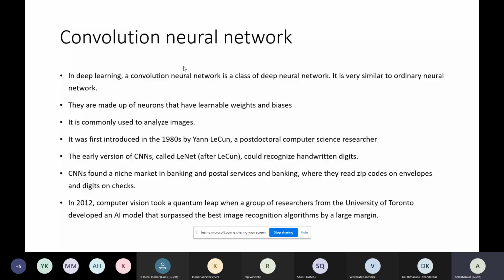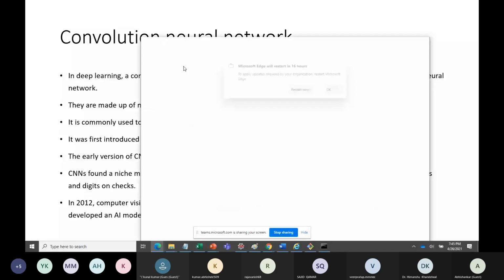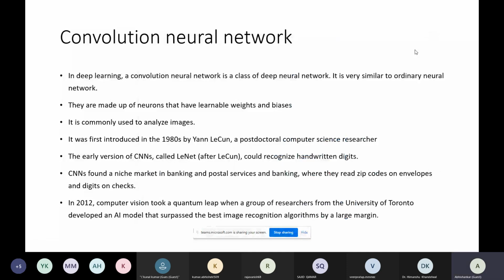So a convolutional neural network is also a class of deep neural networks, and it is very similar to what we have learned in the past few classes. So here also you have hidden layers, and a layer contains neurons, and neurons have an activation function, and all these neurons have a weight and bias. But what is different between these two? It is used for analyzing images.